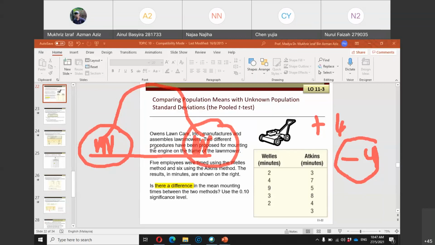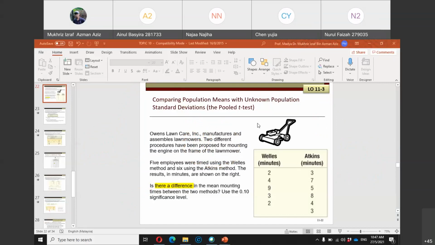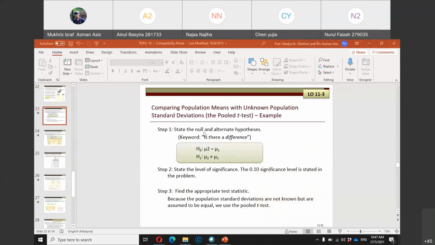Either way, the conclusion will be the same; you are arriving at the same conclusion. So for the not equal to sign, for a two-tail test, it doesn't matter. Even though one student defines Wallis as the first sample and Atkins as the second sample, or another student defines Atkins as the first sample and Wallis as the second sample, both are still correct when it comes to arriving at the conclusion. In this example, the book defined Wallis as sample number 1.